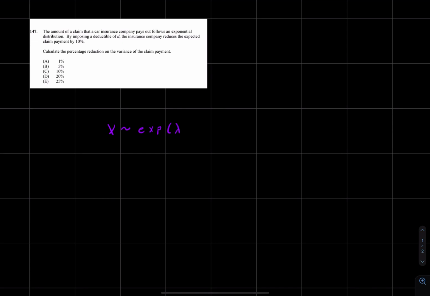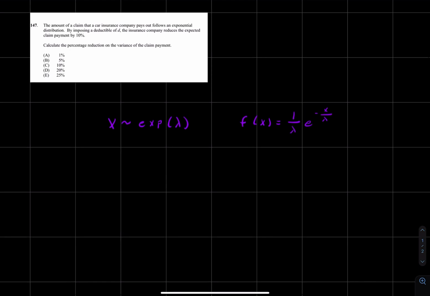And we're going to say just mean lambda, right? So if we were going to write out the PDF, not that we need to, it'd be 1 over lambda e to the negative x over lambda. This is the distribution we're working with. By imposing a deductible of D, the insurance company reduces the expected claim payment by 10%.